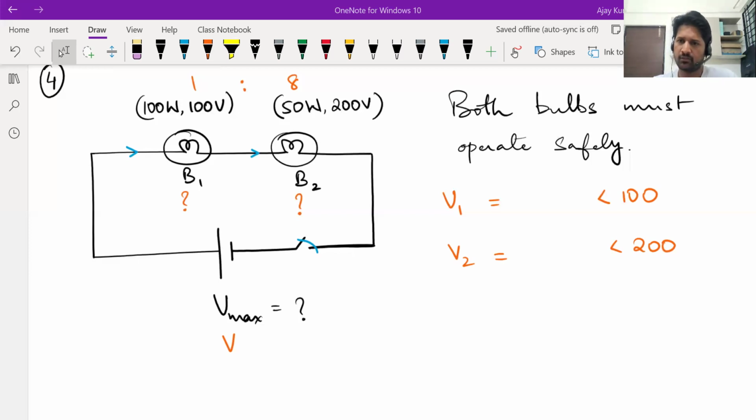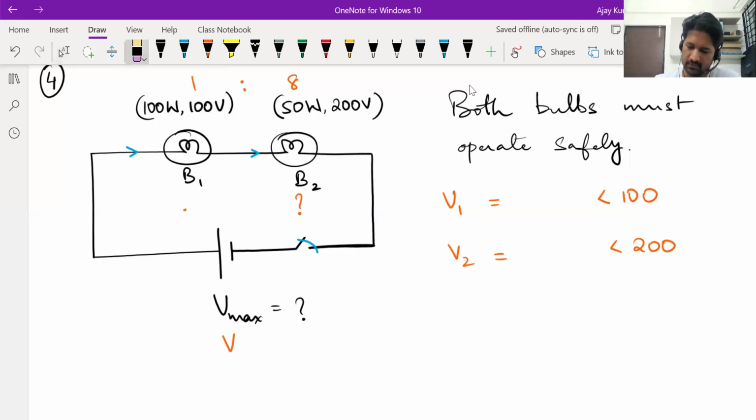I got one answer as 225 volts. Maybe, we'll see. Okay, 225, you split in the ratio 1:8 means 9 parts. 225 by 9 is 25. Give 1 to this, 8 to that. Yeah, 225 is correct only.